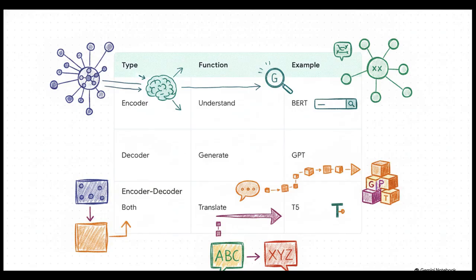Next, we have decoder-only models. A decoder is optimized for actually generating outputs, predicting the next word one step at a time. The entire GPT family, which, yes, powers ChatGPT, is built entirely out of stacked decoders.